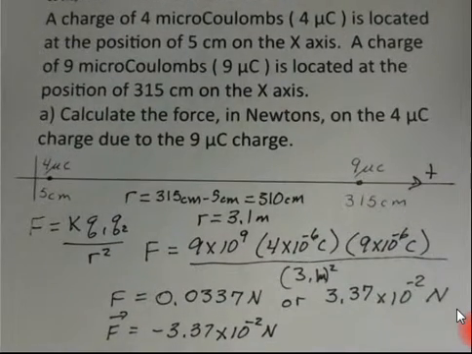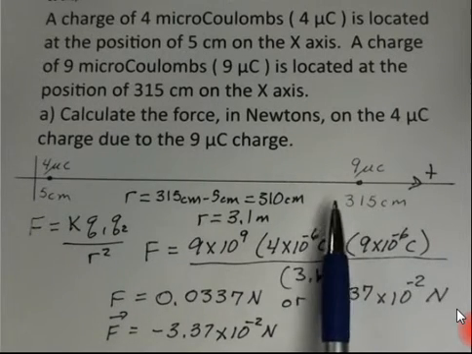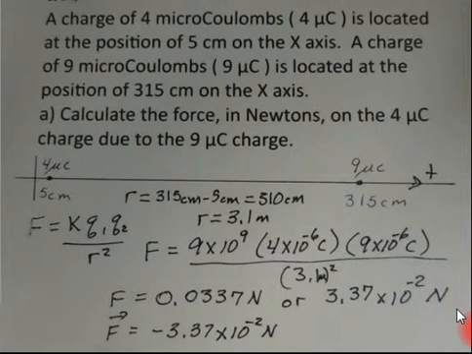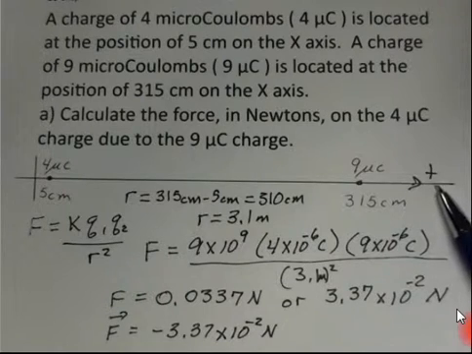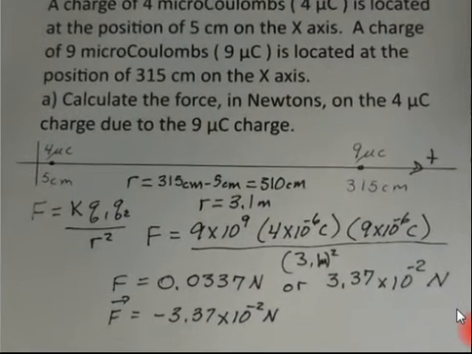Now the direction. We're interested in the 4 microcoulomb charge. It's positive. The 9 microcoulombs positive. It's going to be repelling between those two. So the force is to the left. I'll put a minus sign on there, taking the traditional view that to the right on the x-axis is the positive direction. So the vector force would be minus 3.37 times 10 to the minus 2 newtons.